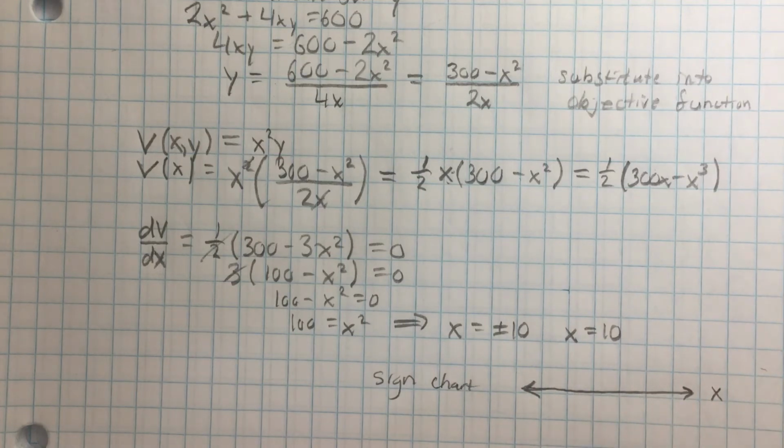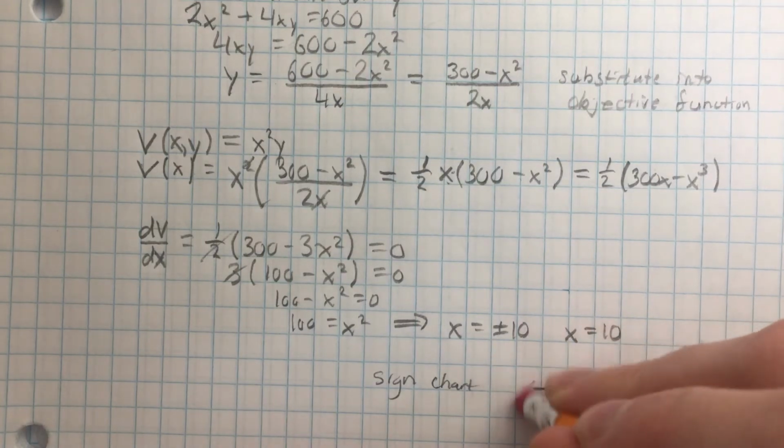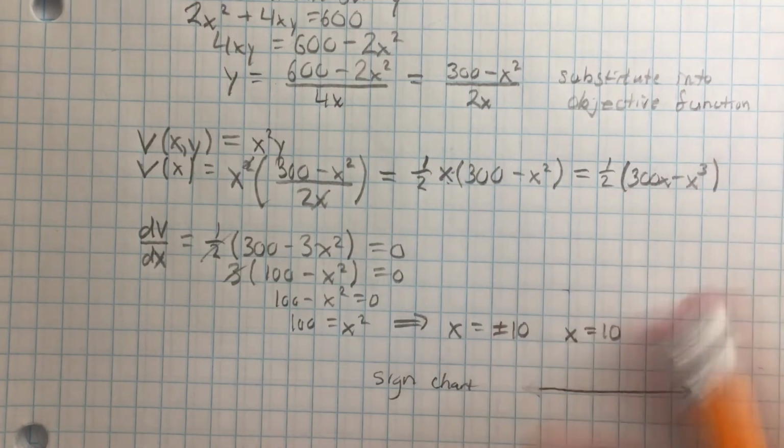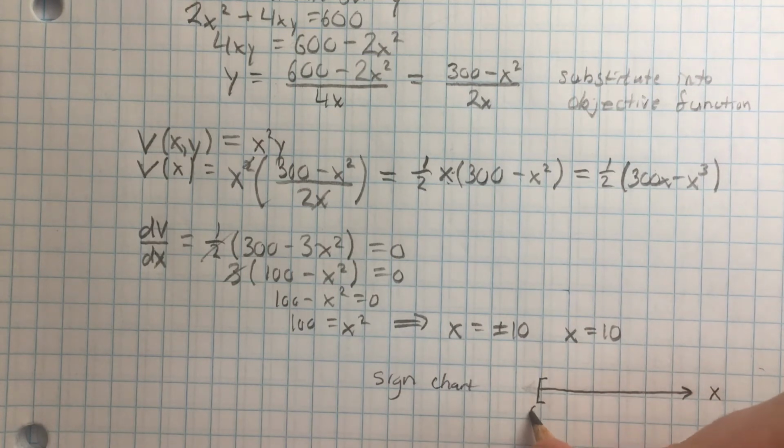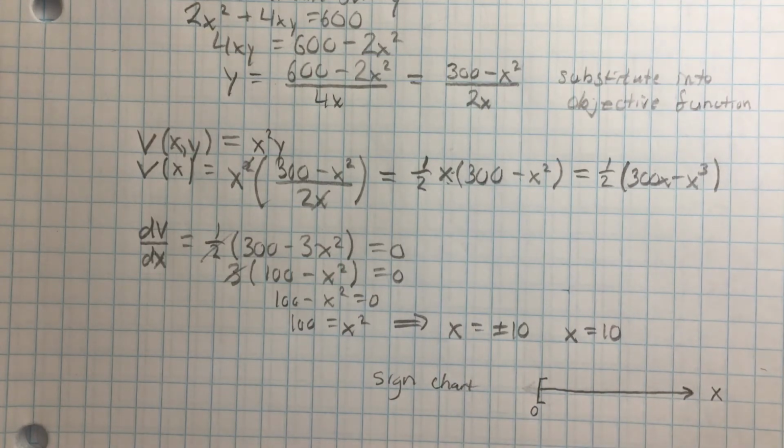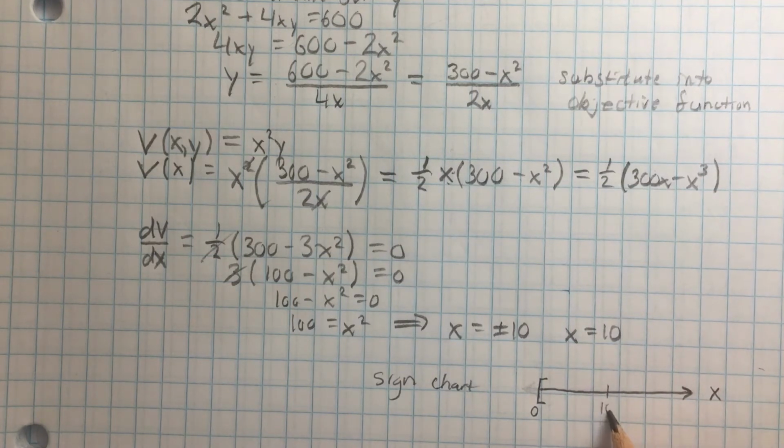But we already know that since x is a physical measurement, we're not going to have any negative values. So the lowest x could possibly go is 0. So we've got a truncated sign chart in a sense due to the nature of the problem. So the only number I need to put on here is the 10. It doesn't really matter where, 10.